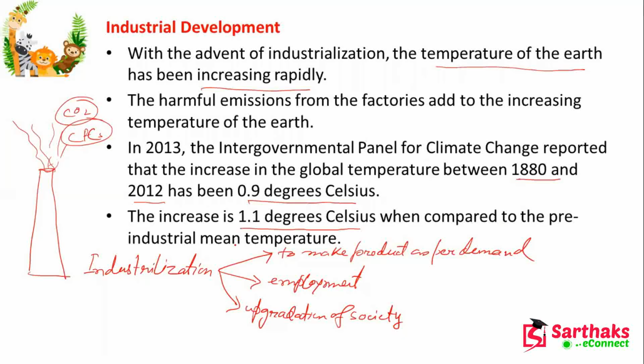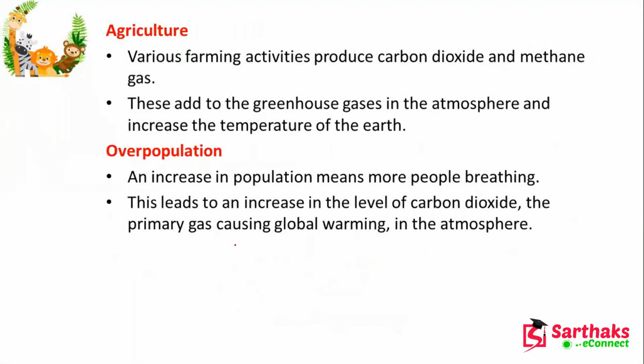And here, due to the industrialization, we are going for global warming also. It is facilitating us in many ways: employment, and it makes us the products as per our demand, and the society also has been upgraded, we know that. But here one problem is that due to the industrialization, there will be an effect on global warming.